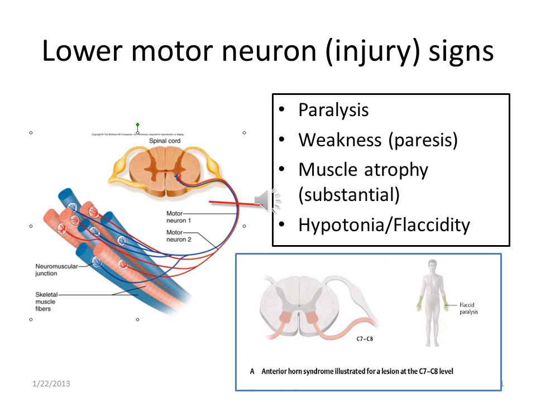Signs and symptoms of lower motor neuron injury are summarized on this slide. They include paralysis or weakness and paresis, and sometimes some of both, substantial muscle atrophy, and flaccidity or hypotonia, in other words, loss of tone in the muscle. Whether you get paralysis or paresis depends on whether all or only some of the alpha motor neurons innervating a skeletal muscle have been damaged.